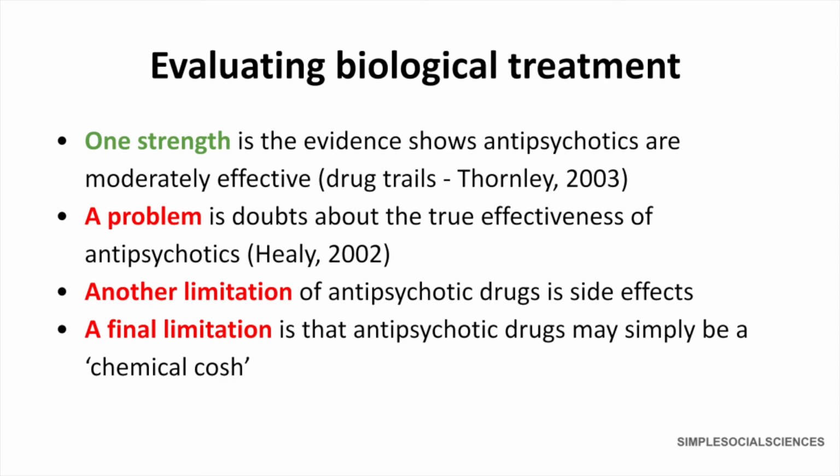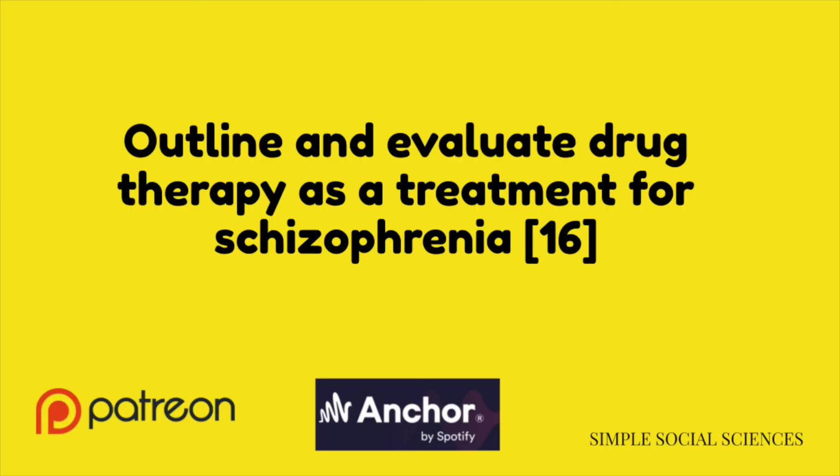One of the ways you could be assessed on your knowledge on this topic could be a question like this: outline and evaluate drug therapy as a treatment for schizophrenia. Now, this is a standard 16-mark essay assessing just AO1 and AO3 without a scenario. However, it's a good practice essay to write for revising this topic.